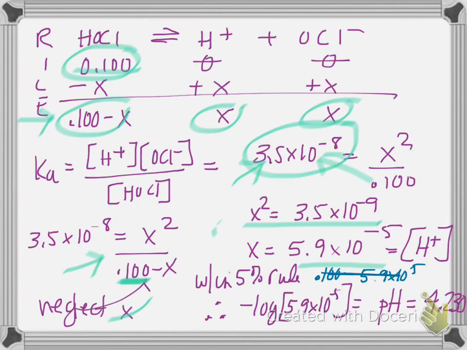So once we get our hydrogen concentration, then we can take our negative log just like we do for a strong acid, and we get that. We're going to work another one. I'm not just going to work one and send you on your merry way.